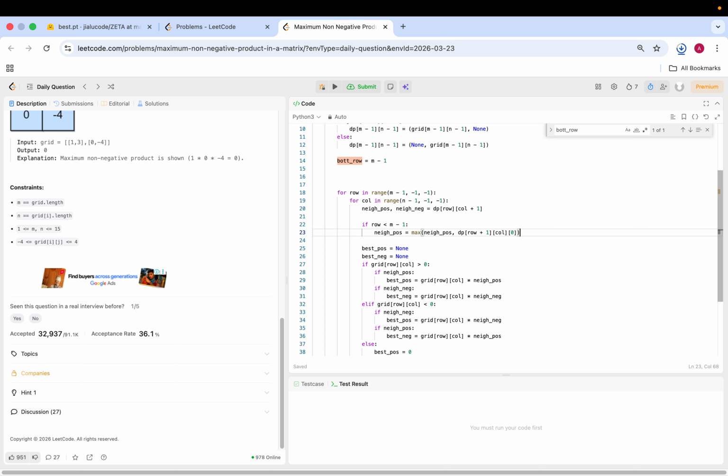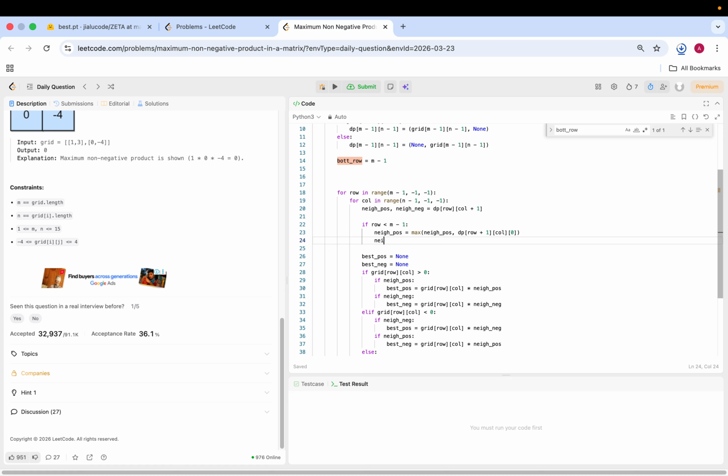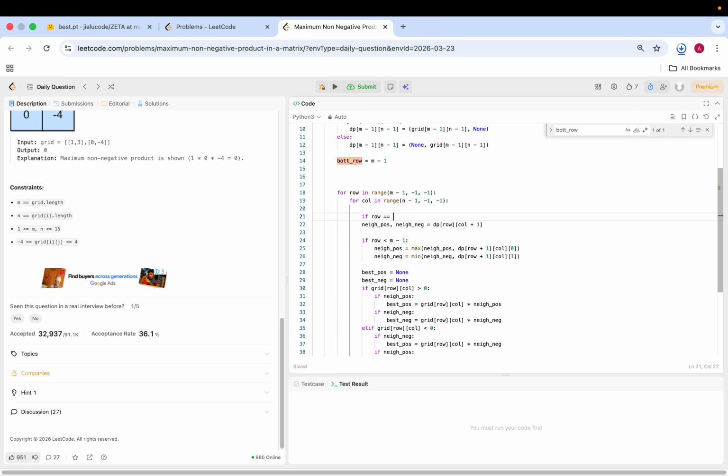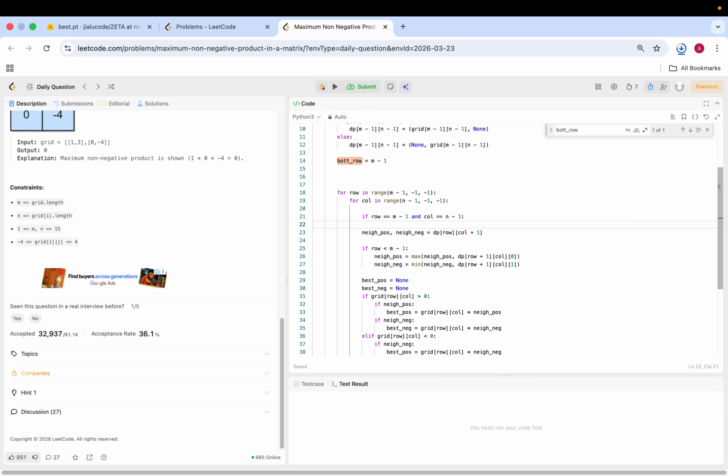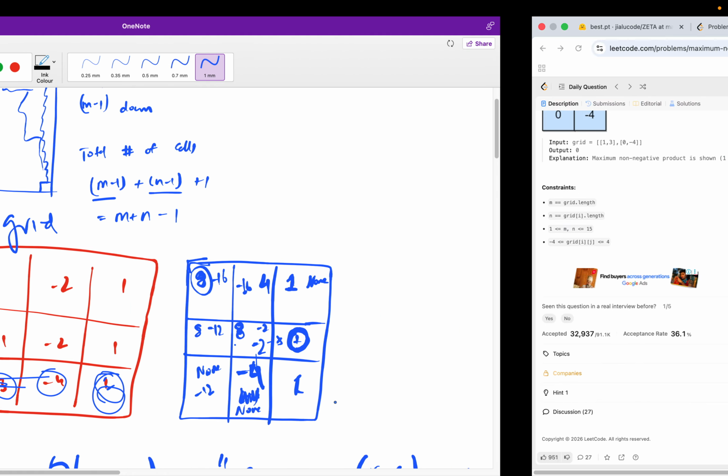looking at the 0 index. And then neighbor negative is the minimum between what I have as the neighbor negative currently, looking at the right neighbor, and dp looking at the row+1 col, but looking at index 1, looking at the beneath row thing. Now, the other thing I can do is if row is equal to m-1 and col is equal to n-1, that is, we are at the bottom right, then I've already done that case, so I can just continue.